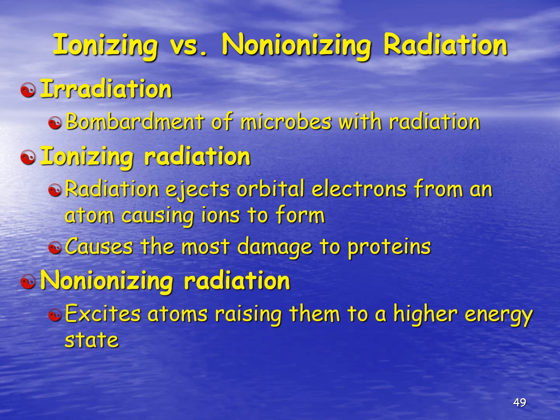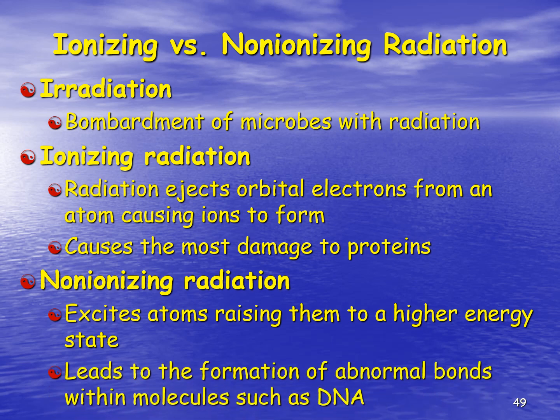Non-ionizing radiation, however, simply excites atoms, raising the outermost electrons into higher energy orbitals. This then creates a faster running electron around the atom, and this can then cause damage again to cell membranes, proteins, or sometimes nucleic acids. This can often lead to the formation of abnormal bonds within the molecules of DNA, and we'll talk about that here in a moment.